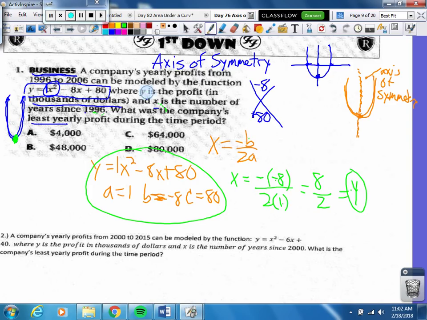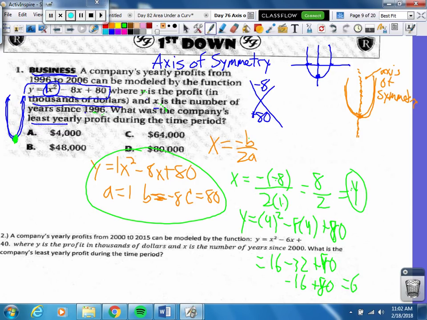So I want the profit, so I want the y. If I know the x is 4, I'm going to plug it into the original: y equals 4 squared minus 8 times 4 plus 80. Sorry, I don't know why I'm putting in 40. It's 80. My bad. So that's 4 times 4 is 16, minus 32, plus 80, and that would be 64. 64 is y in thousands of dollars, so it's 64,000.